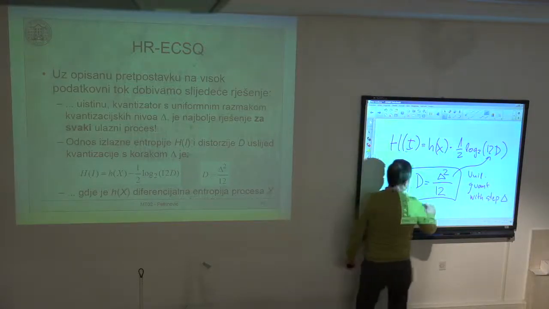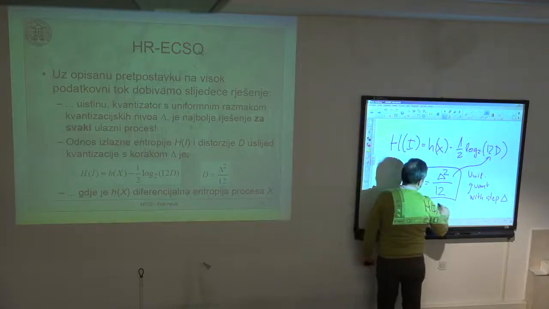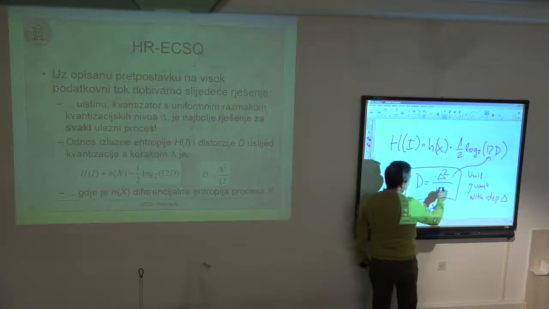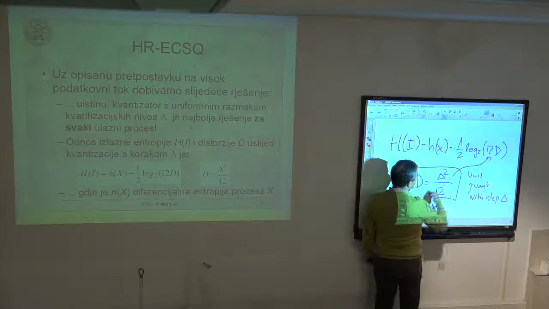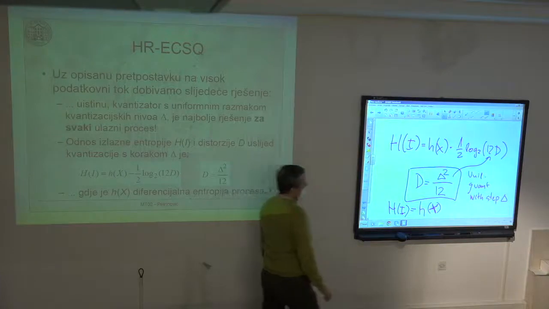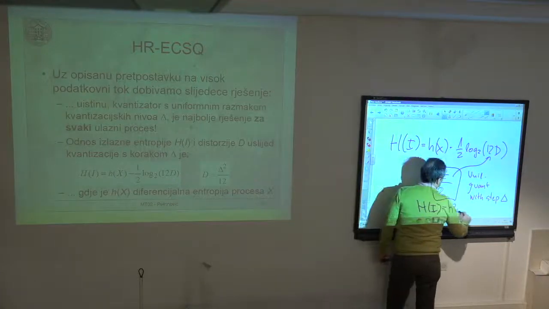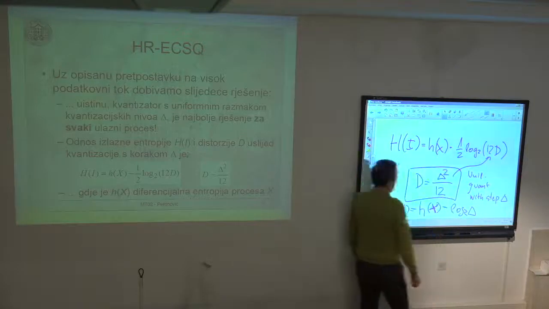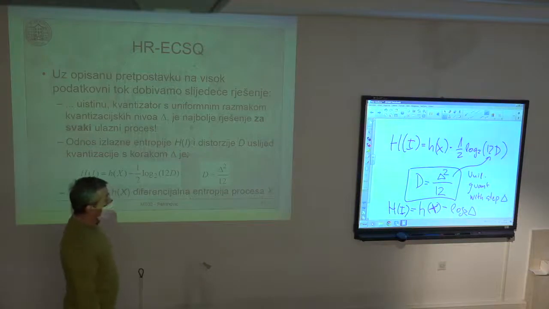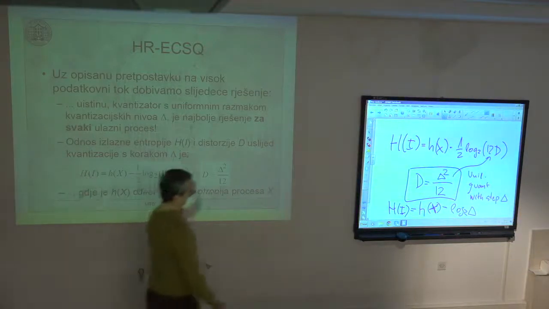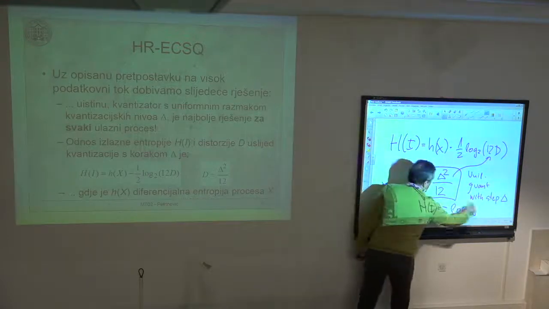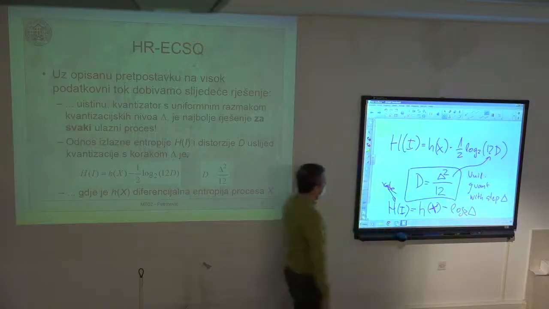I get the relationship between the entropy, h of I, this small h of x. We will explain immediately what this small h of x is. And then this 12 and 12 are cancelled, and this 2 and this 2 in the denominator are also cancelled. So I simply get minus logarithm base 2 of delta, log 2 of delta. Okay, so that is the relationship between the rate. So this is the rate, and this is the quality, because this quality depends on this step size.